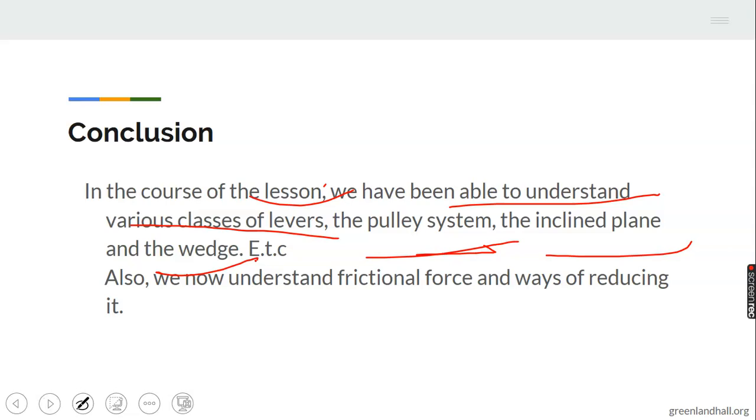And lastly, we looked at frictional force. We defined frictional force as the force that opposes the motion of parts of a machine on one another. It does not allow easy movement of parts of a machine over one another. And we looked at various ways by which we can reduce friction. We talked of ball bearings, and the application of grease and oil. Also, we talked of polymer, which is used industrially to reduce friction.